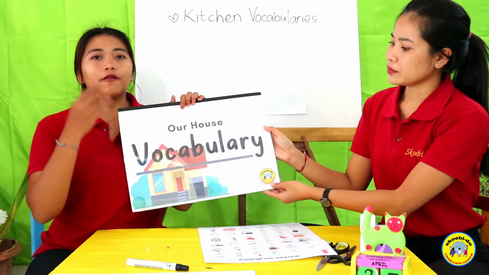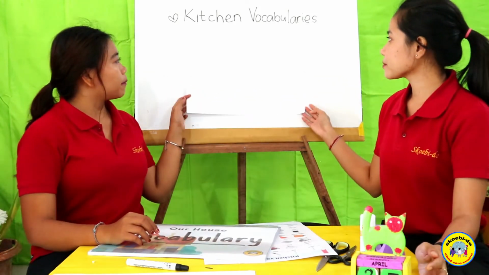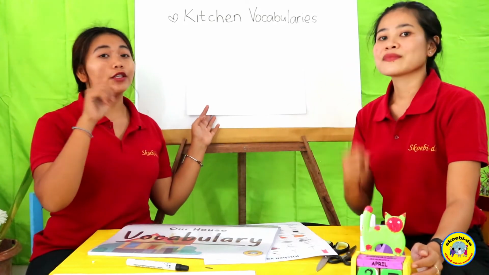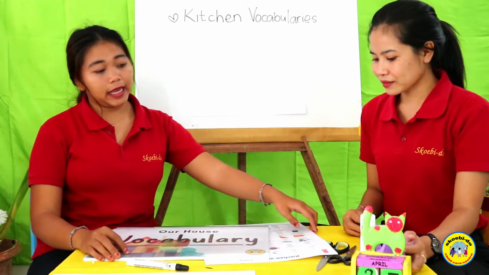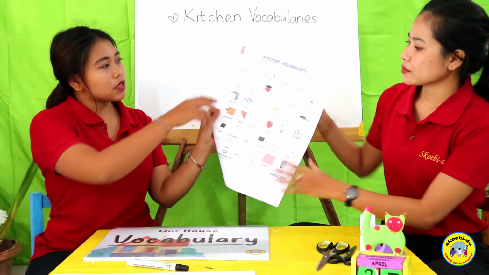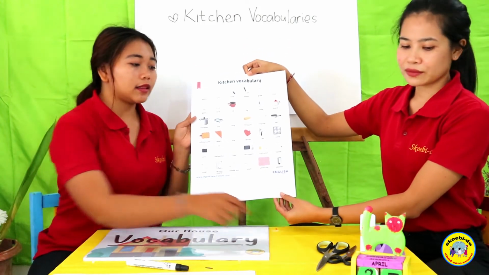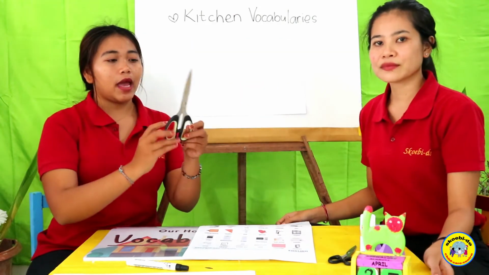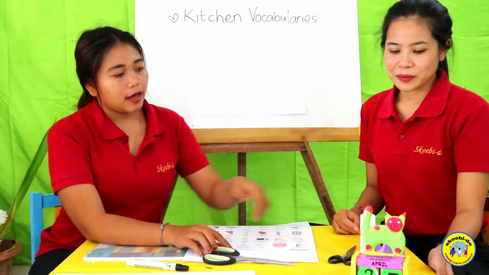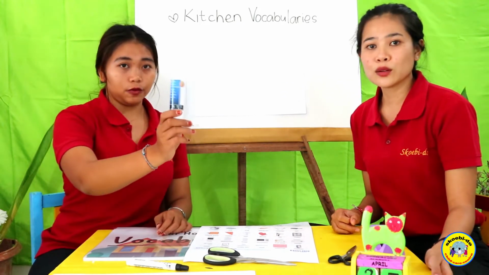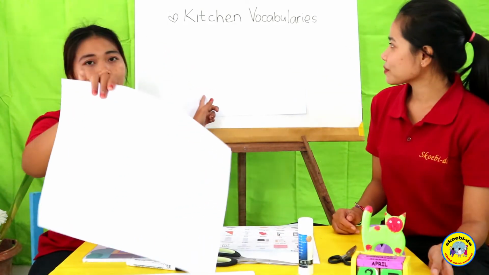This is for 4 to 6 years old. And then this blank paper is for 1, 2, 3 years old. But today we're going to stick the pictures of kitchen equipment here. And then we need scissors for cutting, and please, kids, be careful to use this one, okay? And we need the glue, and then of course we need the blank paper for this portion, okay?